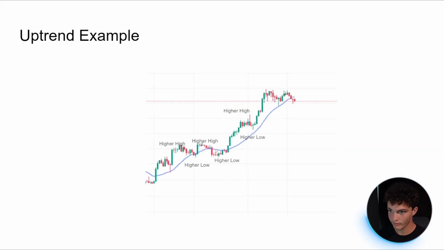So as we can see, this is an uptrend because it has higher highs. The point before it pivots is higher than the previous time it pivoted. And we can see it moved up, kind of moved down, moved up, moved down. But every time it moved up and moved down, it was higher up.